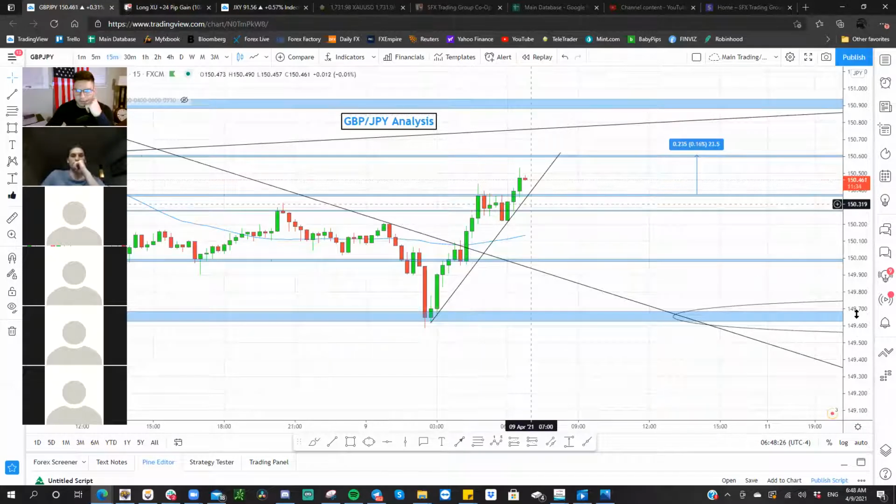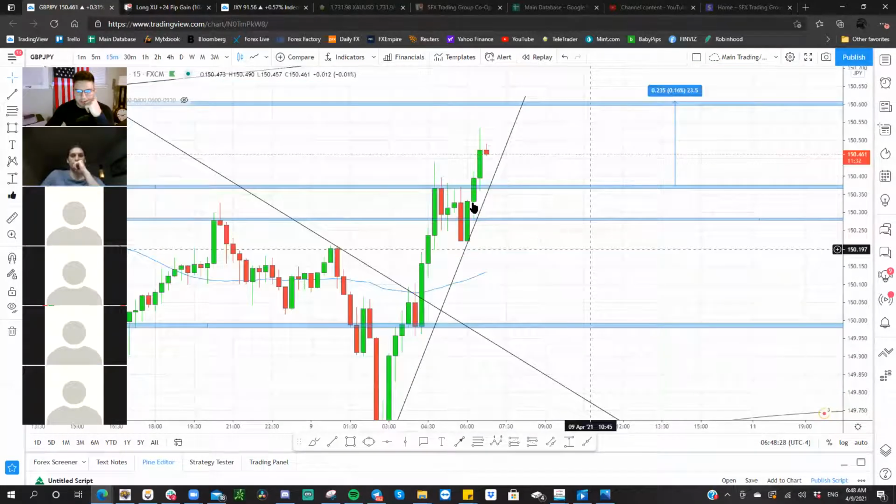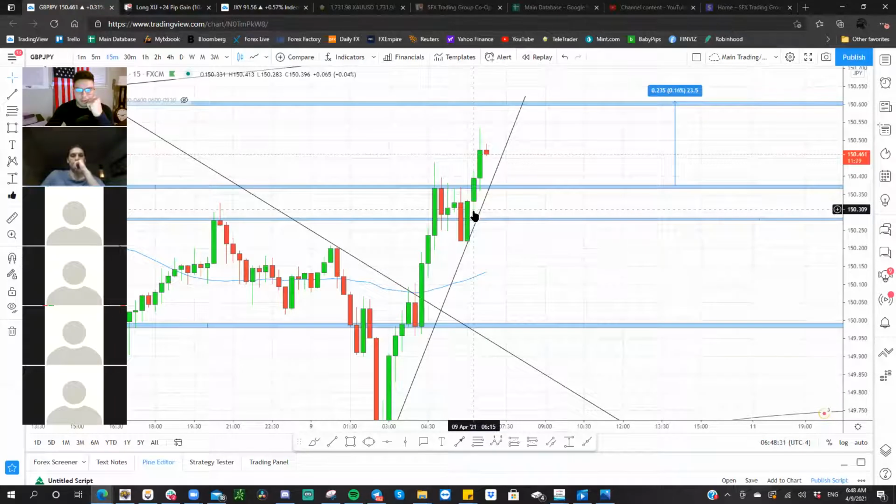Before we get on the chart, I was looking at this as a possible entry on this bottom wick, but it's a Friday. I didn't want to be a hero.